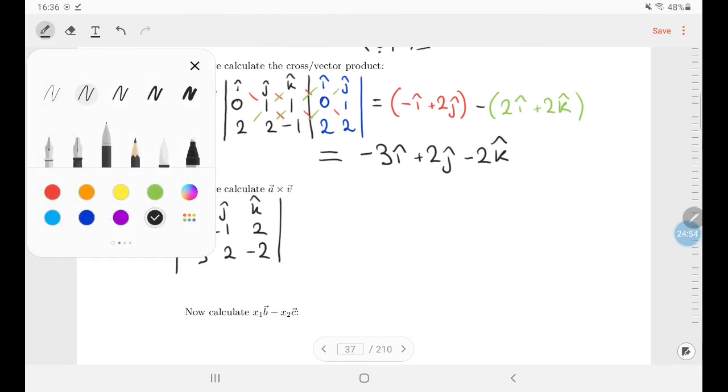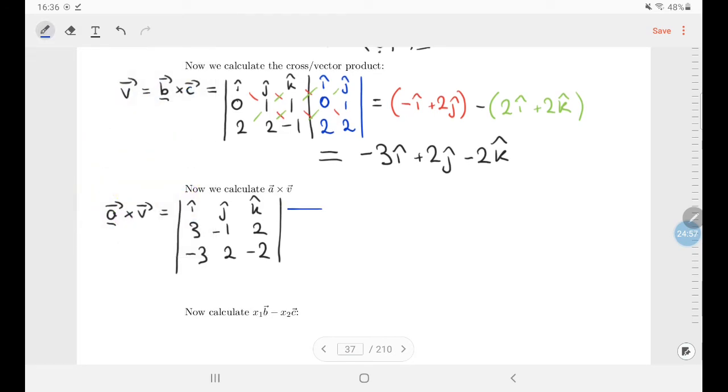We write the first two columns again. So that's i, 3, minus 3, j, minus 1, 2. And then we do right down diagonals: i by minus 1 by minus 2, j by 2 by minus 3, k by 3 by 2. We can multiply those numbers together first. Minus 1 by minus 2 is 2, by i is 2i. 2 by minus 3 is minus 6 by j. And 3 by 2 is 6 by k.